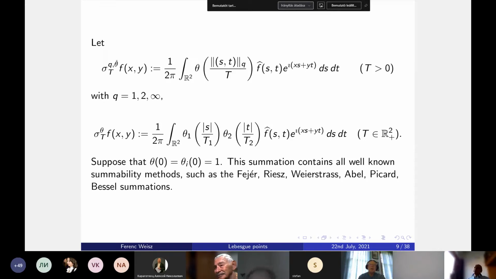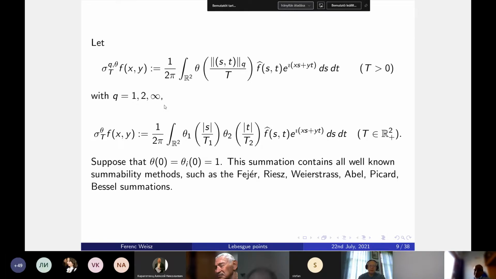Of course, I will have some conditions on theta. In the literature and also in this talk, we consider the subcases q equal to 1, 2, or infinity. If q is equal to 1, then the summability is called triangular summability. For q equal to 2, it is called circular summability. And for q infinity, it is called cubic summability.